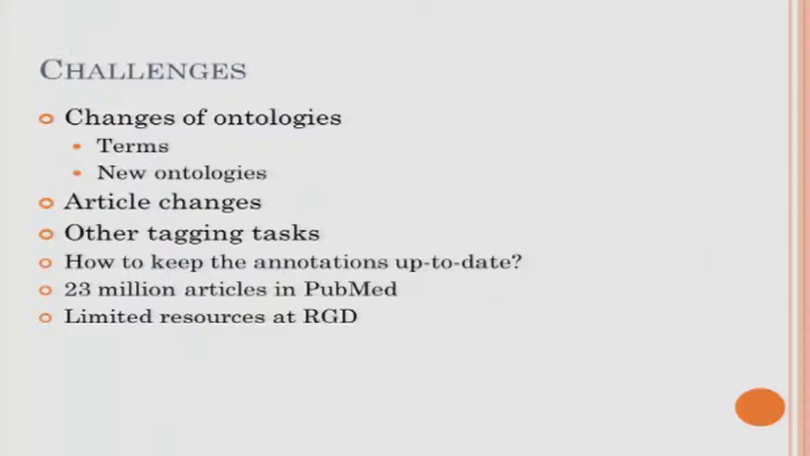And currently, PubMed has 23 million articles already. To tag all the terms will take a long time without using any industry level data processing software. And also, we have very limited resources at RCT. And currently, I'm the only one working on this.